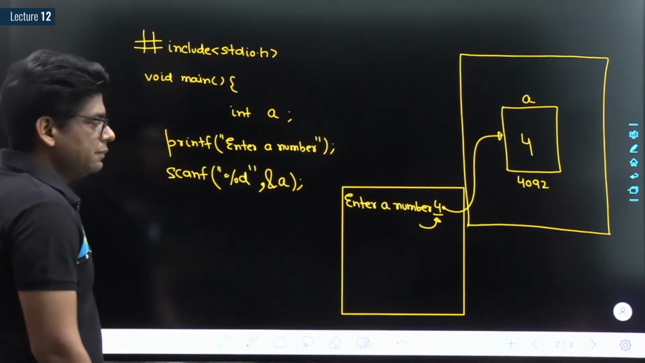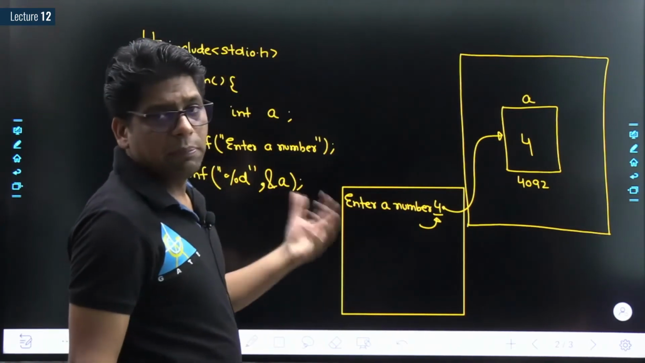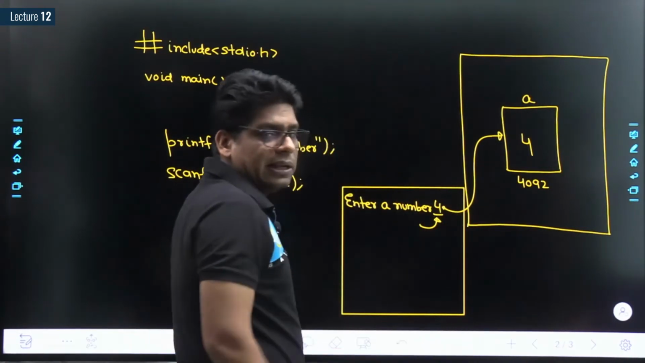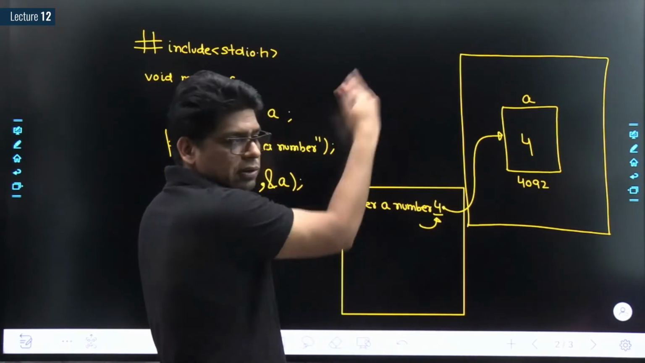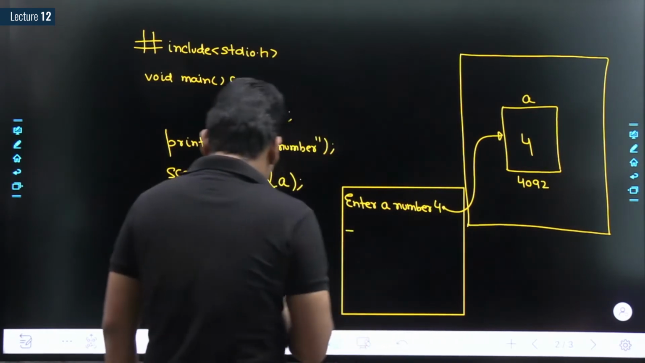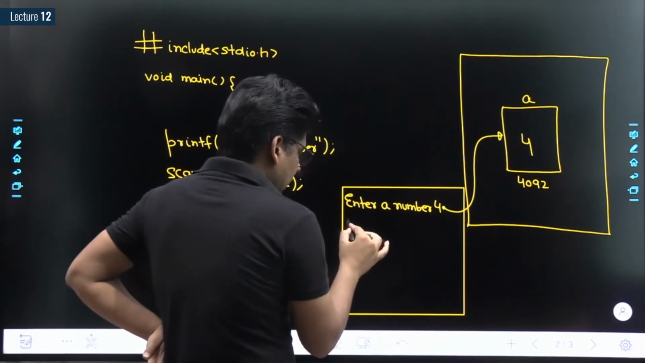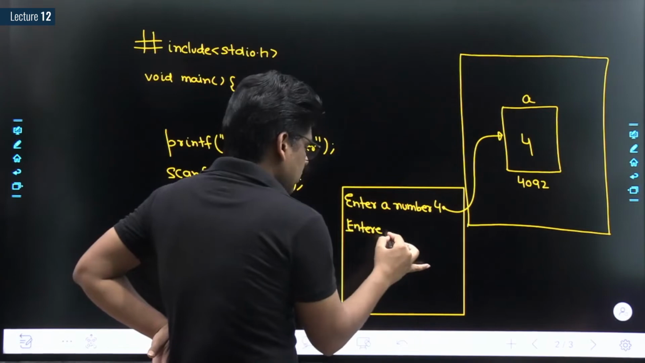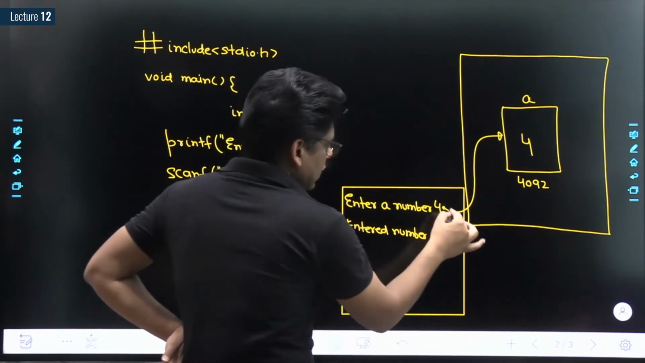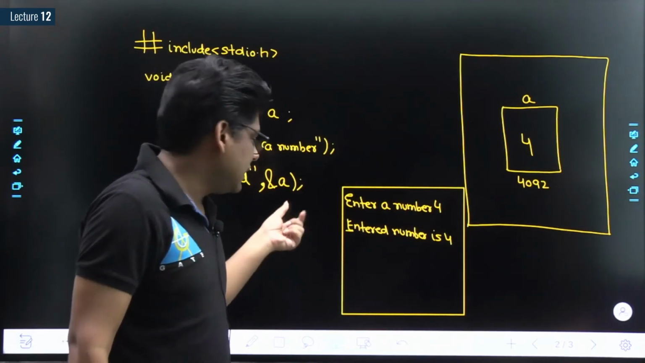Done. Now try to understand. Enter a number. The user entered 4 and pressed the enter key. Only then will this be stored. Now the cursor is here. What I want is for my output to be like this: Entered number is 4. That means whatever the user entered, my program will print, like the entered number is 4.